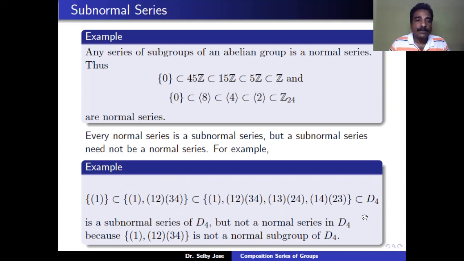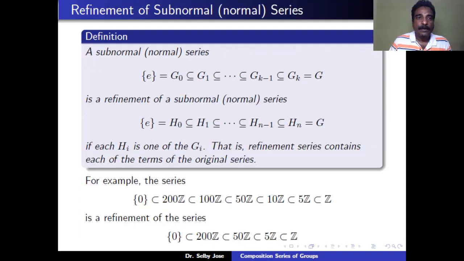Why is it so? Because if you take (1 2 3)(1 2 3 4)(1 2 3) inverse, that will never be equal to identity or (1 2 3 4). Therefore, it never belongs to K. So, K is not a normal subgroup of D4. But that one is a normal series. Therefore, subnormal series. Every subnormal series may not be a normal series, but every normal series is a subnormal series.